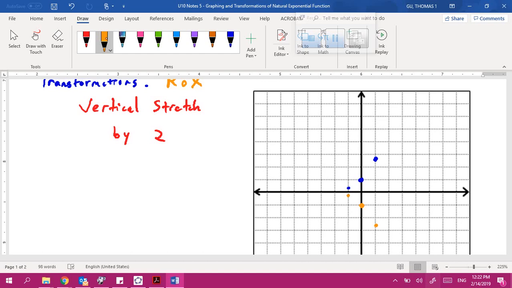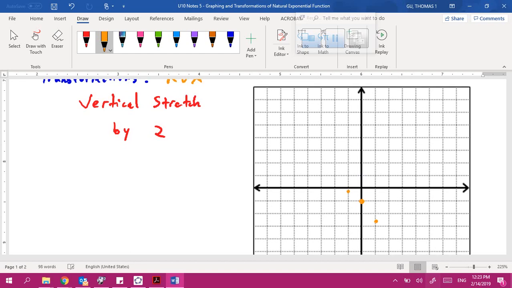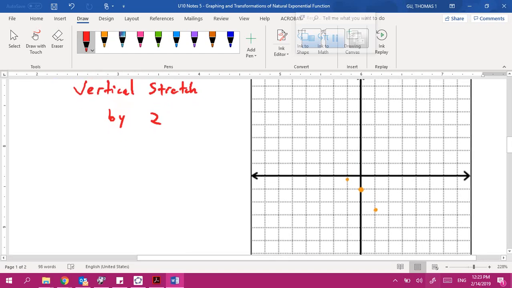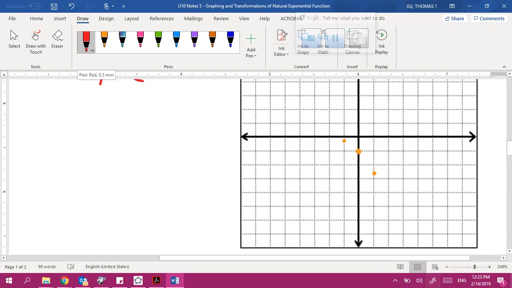But is that it? No, what else do we need to do? Vertical stretch by 2. Now, how do you show that without using a table? All that means is, look at how far each point is from the x-axis. You see that? The distance? And just double that. So watch this. On my point over here, look at the distance right here. It's like this, right? I'm supposed to double it because it's a vertical stretch by 2.